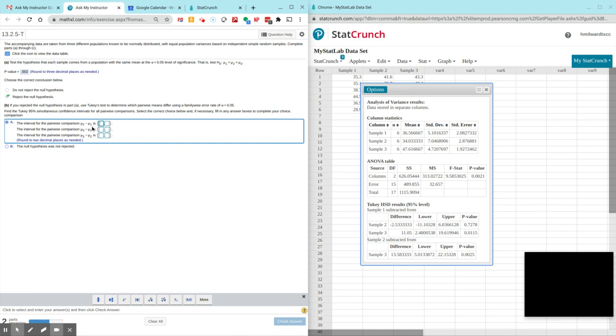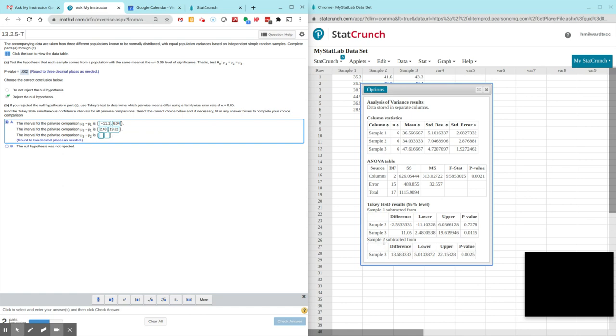Now the first one we're entering is mean of sample 2 minus mean of sample 1. And we want to do 2 places. So that's negative 11.1 and 6.04. This is mean 3 subtracted from mean 1. So the lower bound is 2.48 and the upper bound is 19.62. And then here's where we have mean 3 subtracted from sample 2.